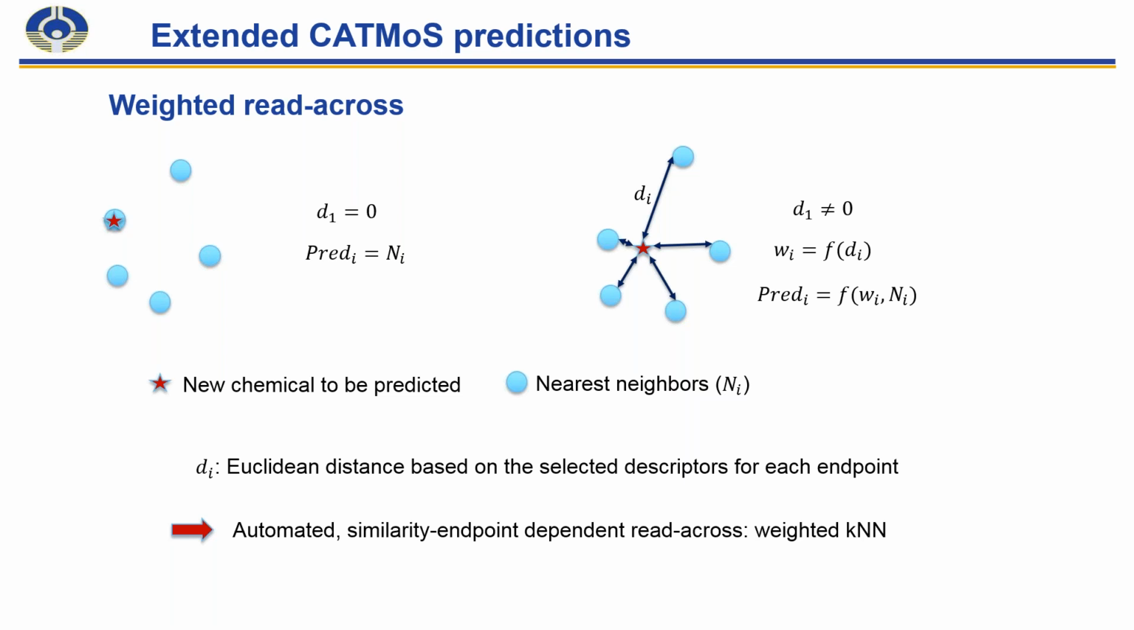And this is just a simple weighted K nearest neighbors. The nearest neighbors are determined based on the selected descriptors for the endpoint in question here. So based on the descriptors that were the most important in establishing the consensus model for acute oral toxicity.